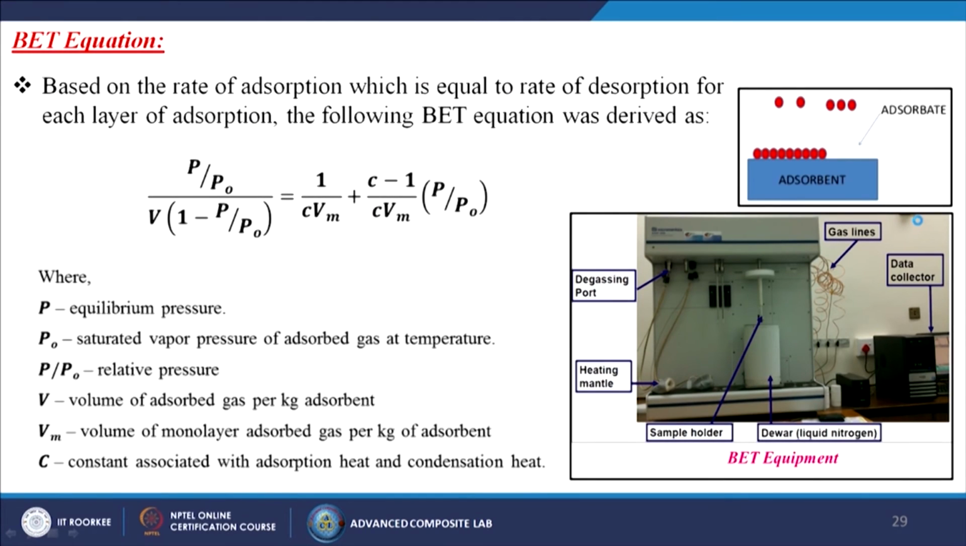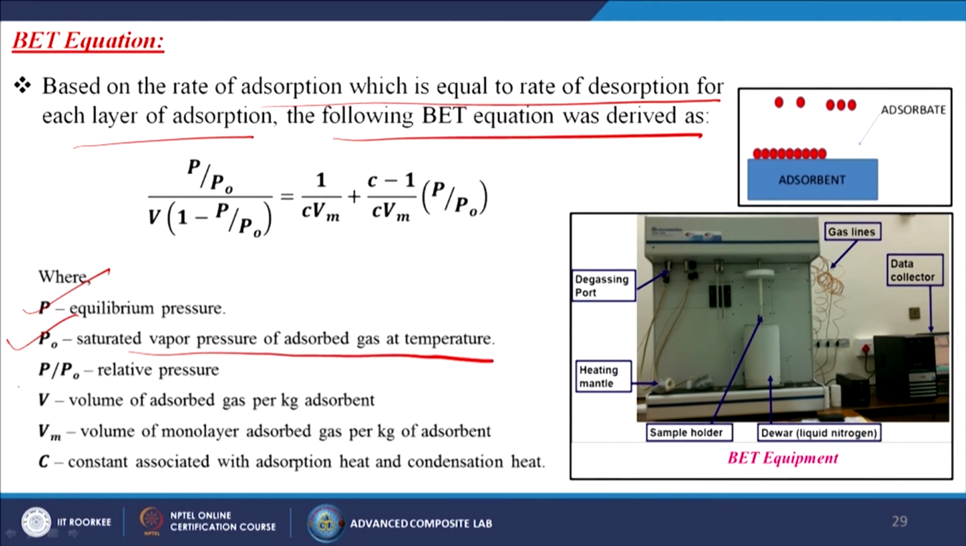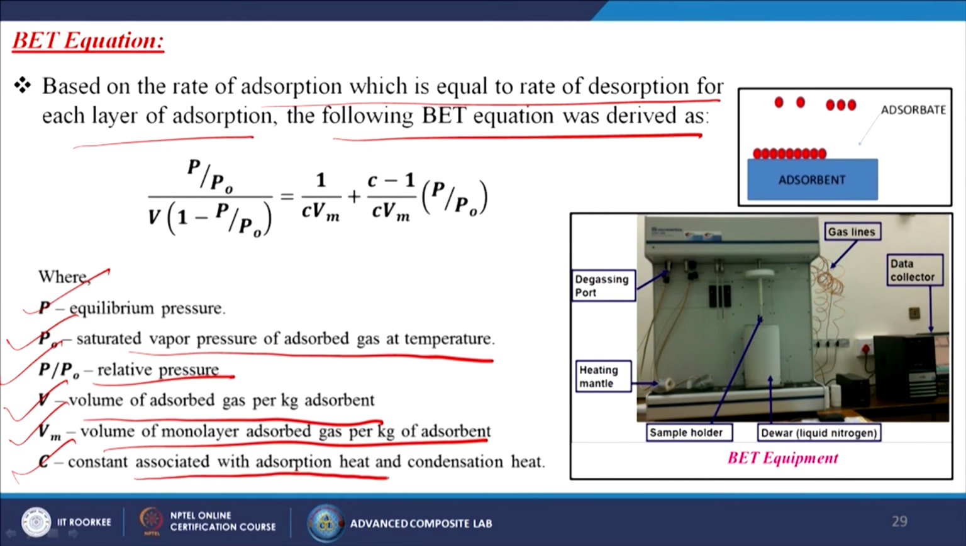The BET equation is based on the rate of adsorption being equal to the rate of desorption for each layer of adsorption. The following BET equation was derived: P/P0 divided by V(1 minus P/P0) is equal to 1/(C Vm) plus (C minus 1)/(C Vm) times P/P0, where P is the equilibrium pressure, P0 is the saturated vapor pressure of the adsorbed gas at the temperature, P/P0 is the relative pressure, V is the volume of adsorbed gas per kg of adsorbent, Vm is the volume of monolayer adsorbed gas per kg of adsorbent, and C is the constant associated with adsorption heat and condensation heat. So, this is generally the BET equipment that we are using.